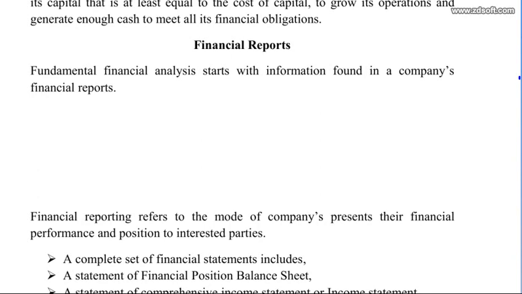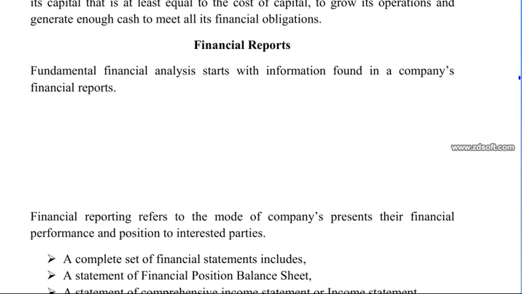Basically, the company's financial statements are the income statement, balance sheet, and cash flow statement. In addition to that, we have some other reports also. A complete set of financial statements includes a statement of financial position. What is the statement of financial position? It is nothing but the balance sheet, consisting of the assets and liabilities of the company.